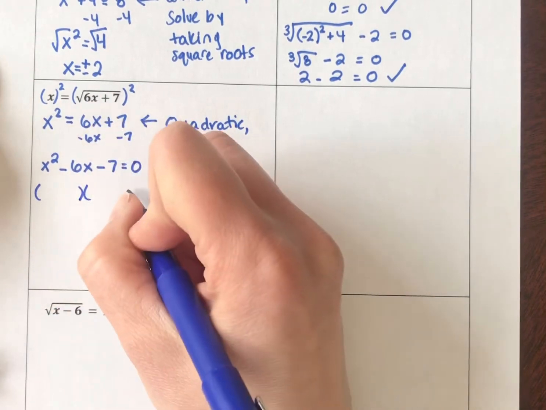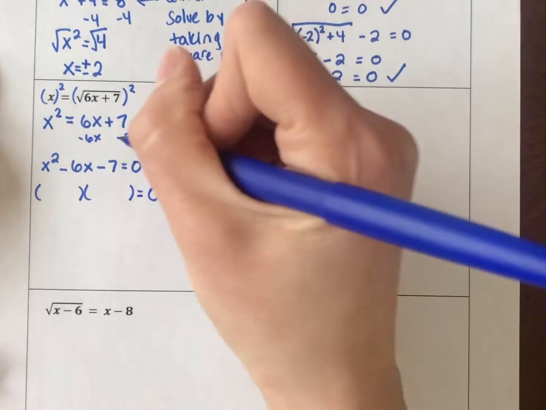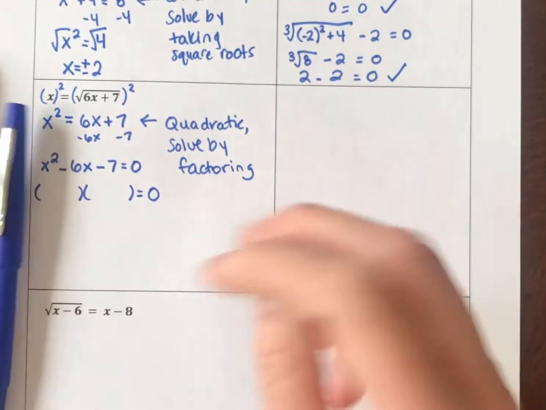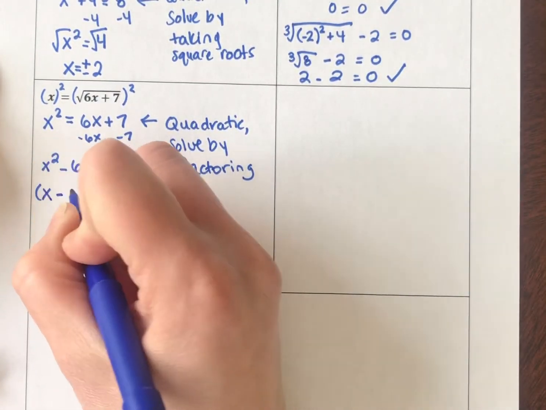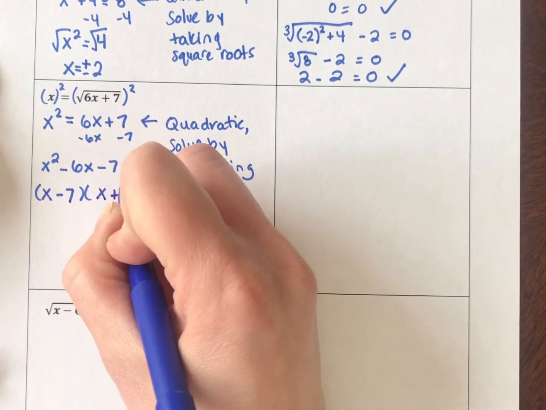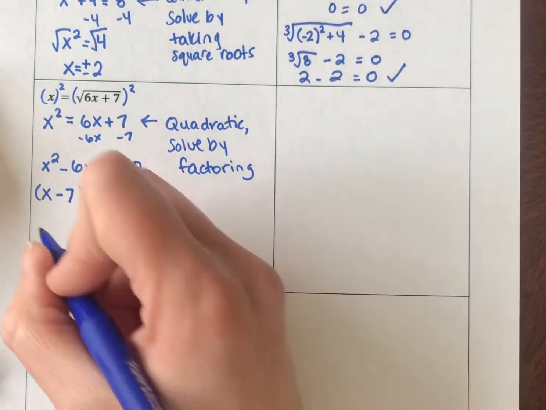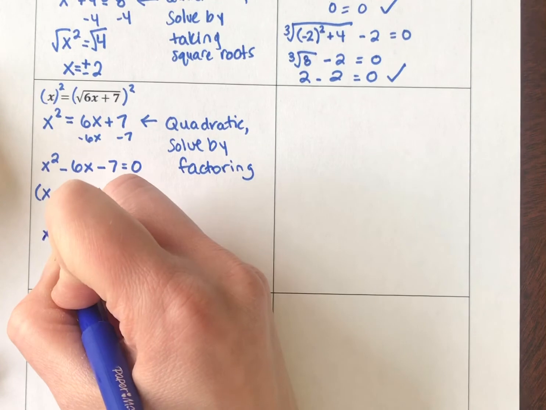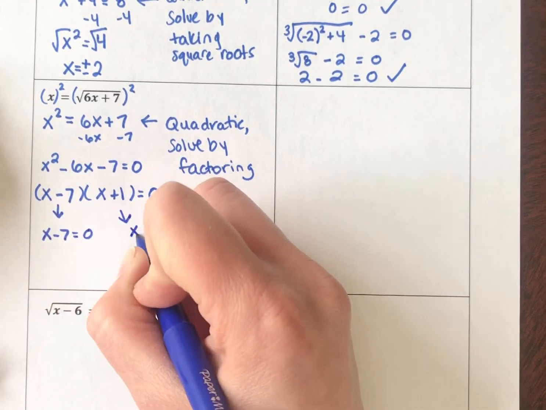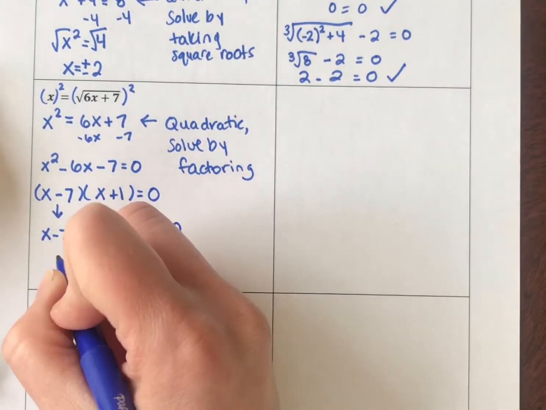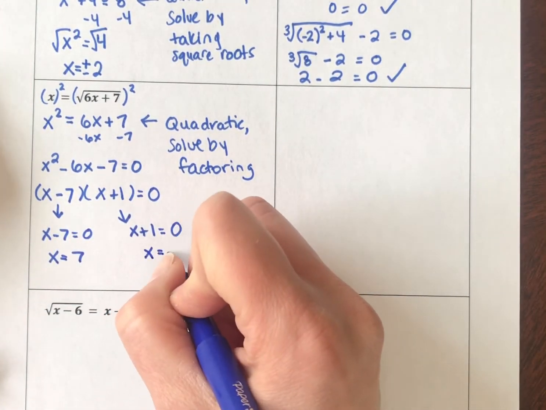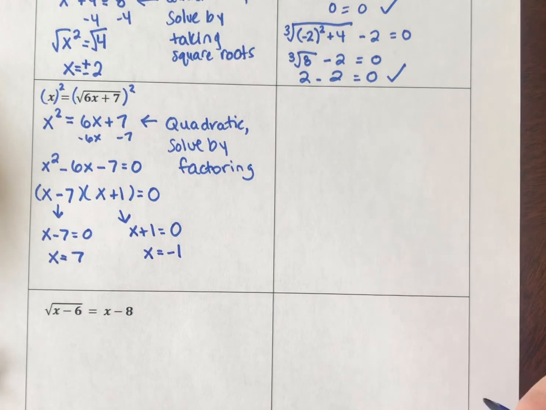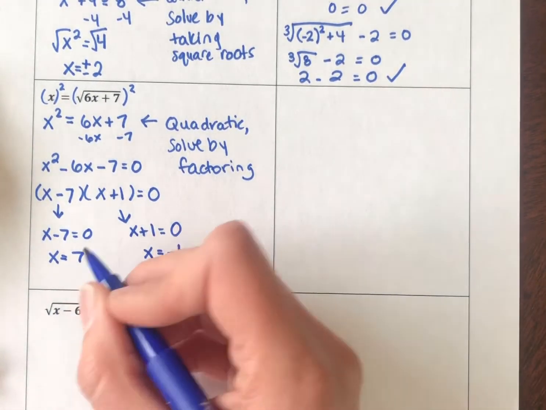I want to factor this. So I want two numbers that multiply to negative 7 and add to negative 6. So that would be a negative 7 and a positive 1. And then from here, remember, you set each factor equal to 0. So my first solution, I get 7, and my second solution, I get negative 1. Now, we need to check both of these. You don't just want to circle them and say they both work. So let's start with 7.